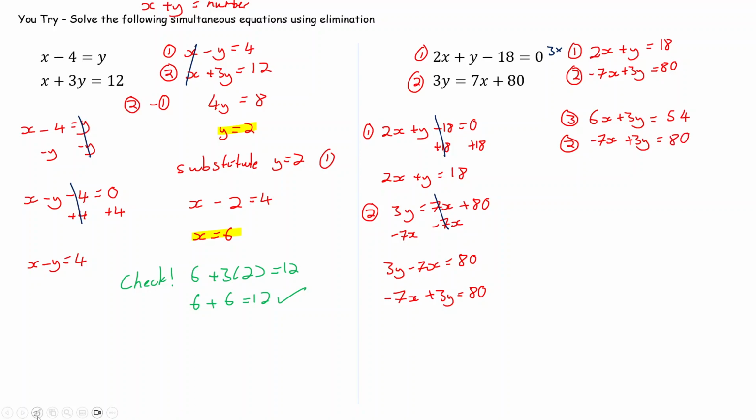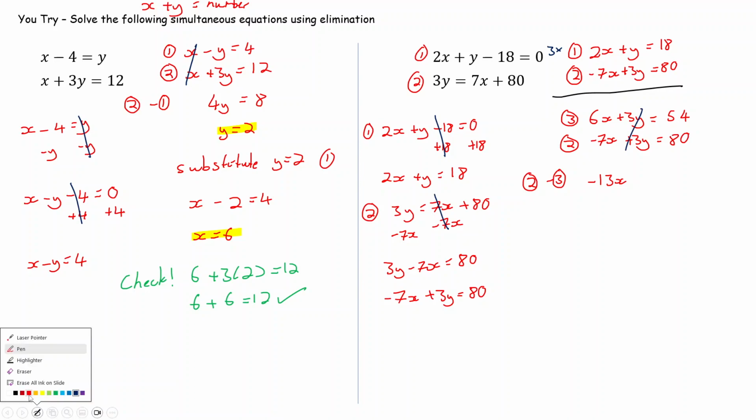Let's make a bit of a barrier again so we don't get confused with all of our working. How do I eliminate the 3y's in this case? I've got to subtract them, haven't I? So let's do equation number 2 take away equation number 3. So minus 7x take away 6x is going to be minus 13x. 3y take away 3y is 0. They cancel, that's the aim of the game. And that is equal to 80 take away 54, which is equal to 26.